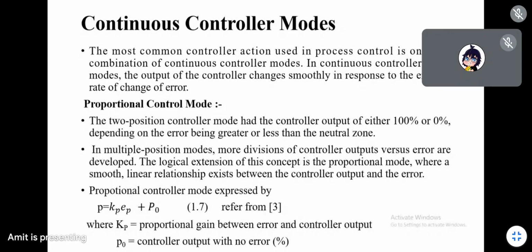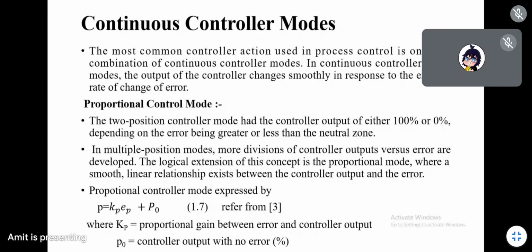The proportional controller mode is expressed by P equal to Kp times e plus P0, where P is your controller output. What is Kp? Kp is the proportional gain between your error and your controller output. Basically it is a gain block. You are just adding a gain block, and you can vary this gain. You can keep the gain as 1, 2, 3, 4, numerical values. So what is P0?